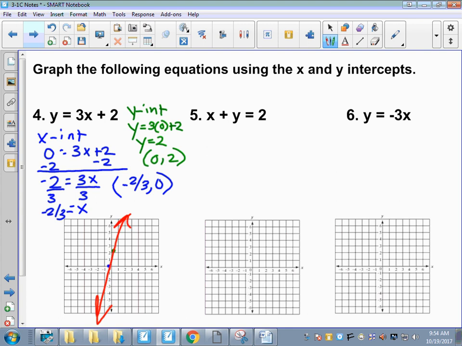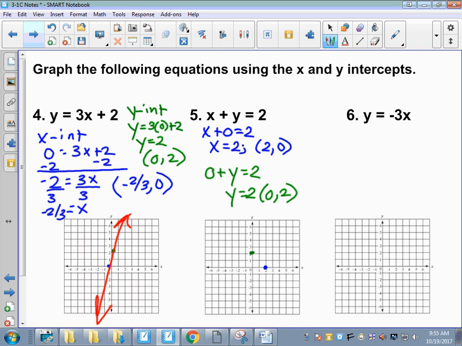For number 5 here, we're going to do our x-intercept when y is equal to 0. X plus 0 is just 2, so my x-intercept is 2, 0. My y-intercept is when x is 0. I plug 0 in for x, and I get y is equal to 2. So I have 0, 2 also. They can be the same numbers. They just can't be the same point unless it's the origin.